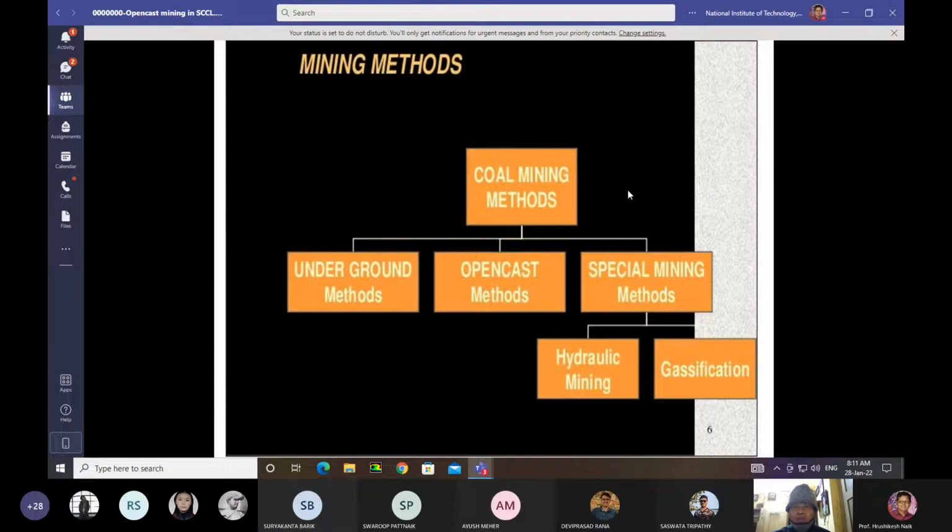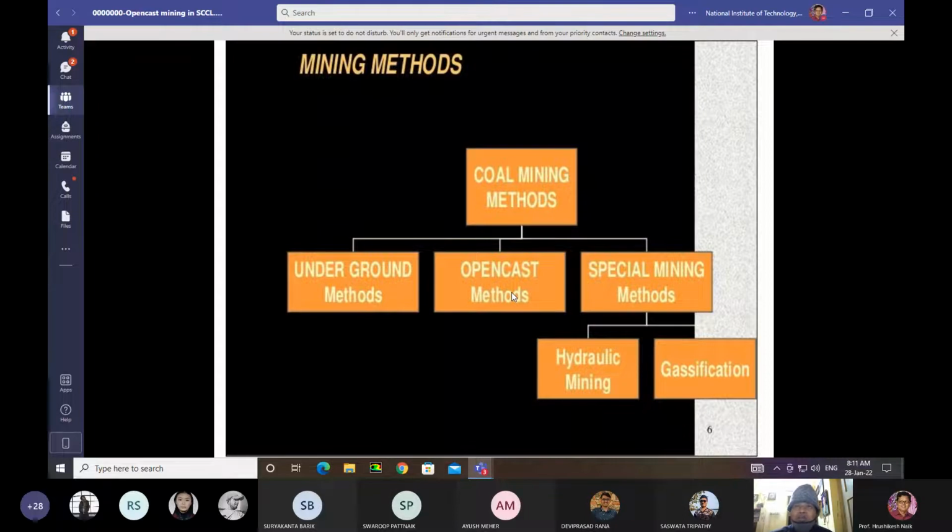So these mining methods are classified into underground mining methods, open cast mining methods, and special mining methods. The special mining methods are like hydraulic mining and gasification. Nowadays, you know that coal gasification is also a method with the help of which mining is carried out. Our focus is the open cast mining method.